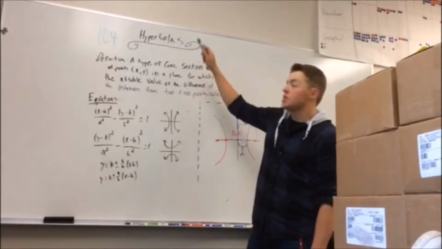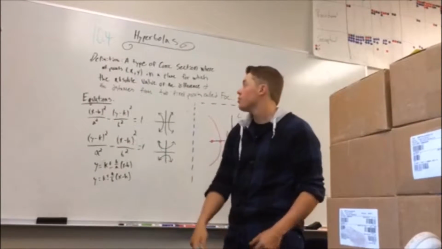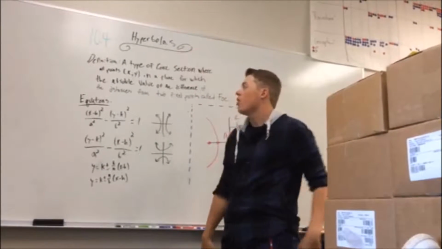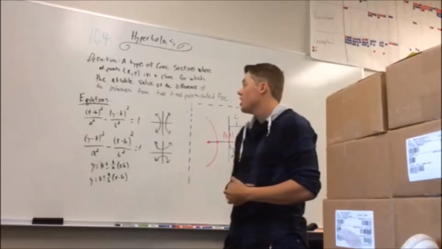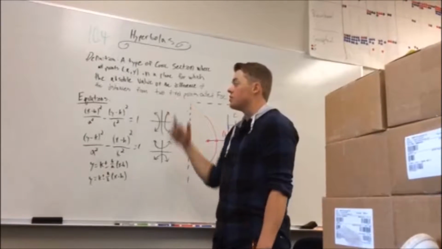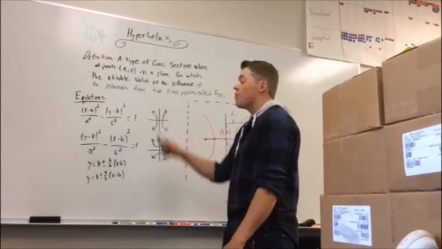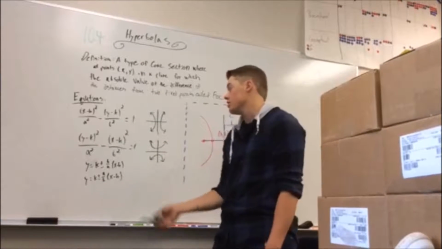Alright, so this is the introduction to hyperbolas, 10.4. The definition of a hyperbola is a type of conic section where all points x and y in a plane for which the absolute value of a difference of the distances to two fixed points, called foci. That sounds really confusing, but basically if you break it down, it's a form of a conic section which follows this type of graph and this type of equation.